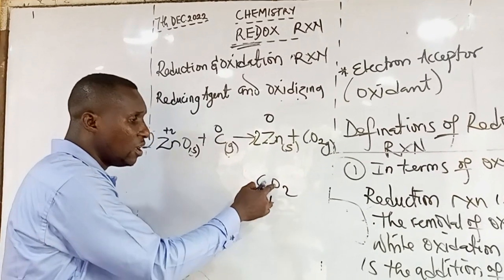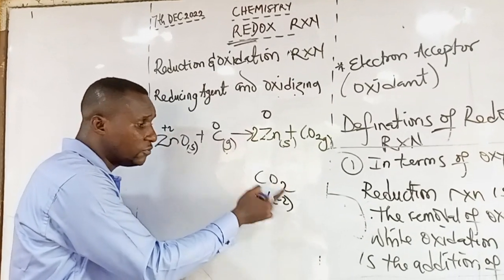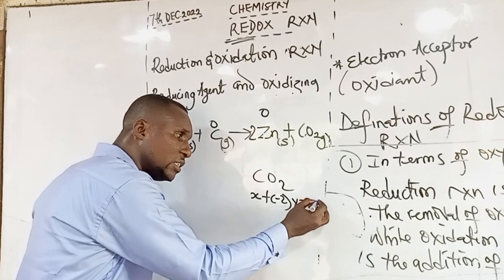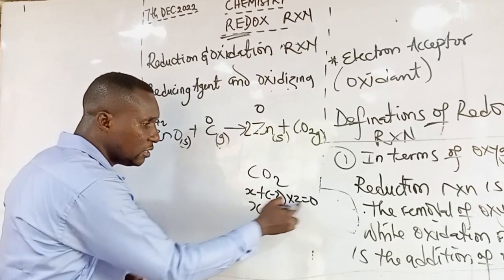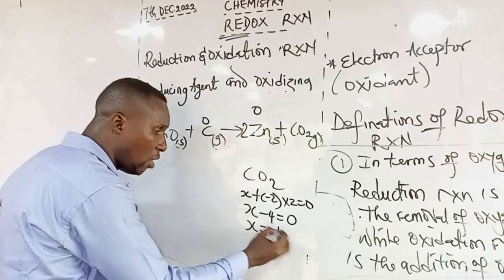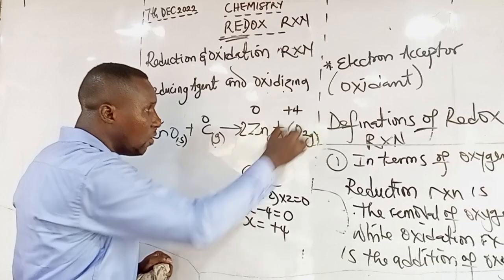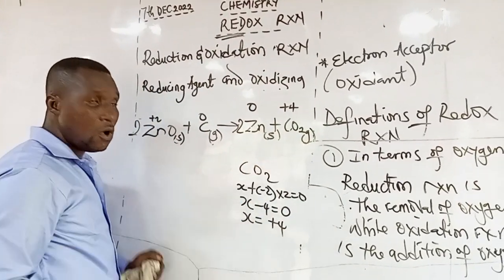X plus the oxidation number of oxygen, -2. How many atoms of oxygen do we have? 2, so 2 times -2. Everything equal to 0. You have X, and this one will give you -4, equal to 0. So X equals what? +4. The oxidation number of carbon in CO2 is what? +4. That's why it's called carbon(IV) oxide.